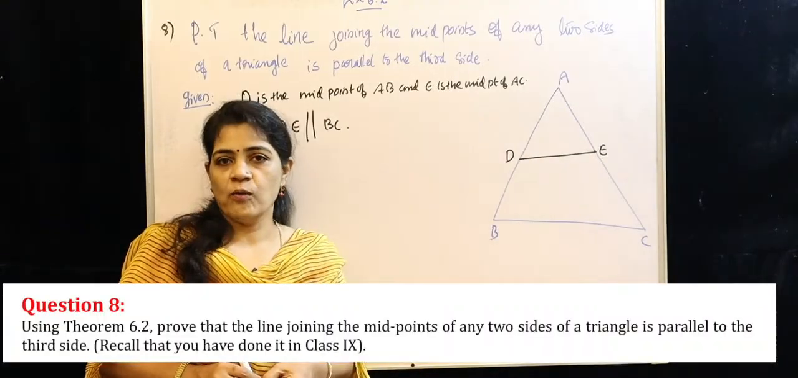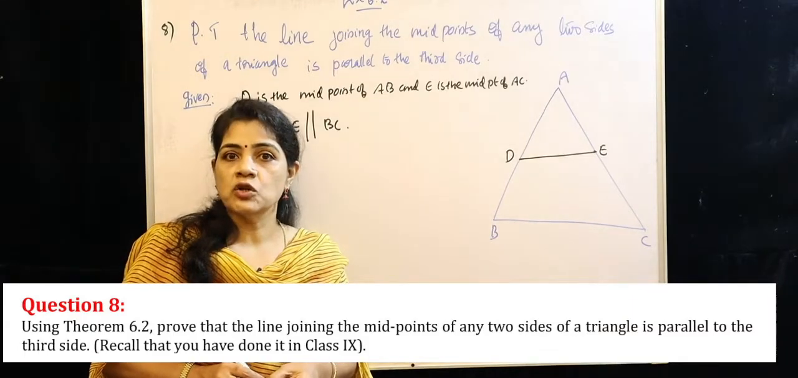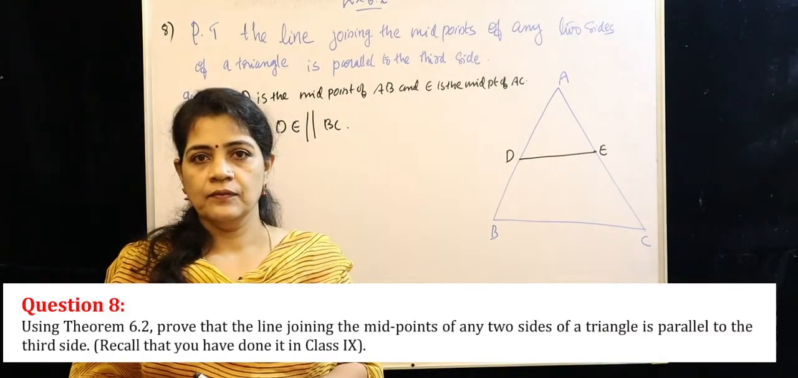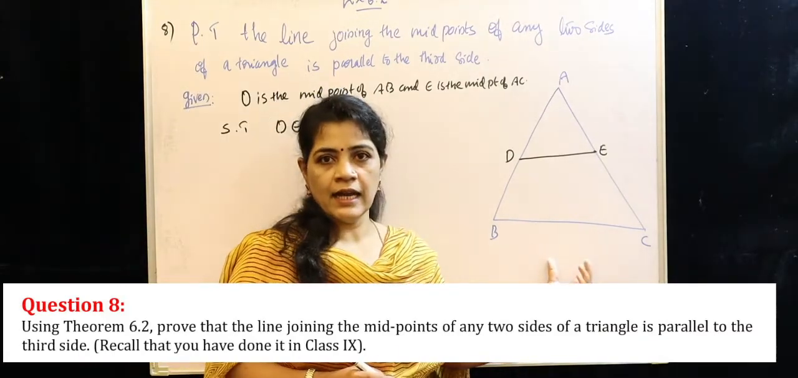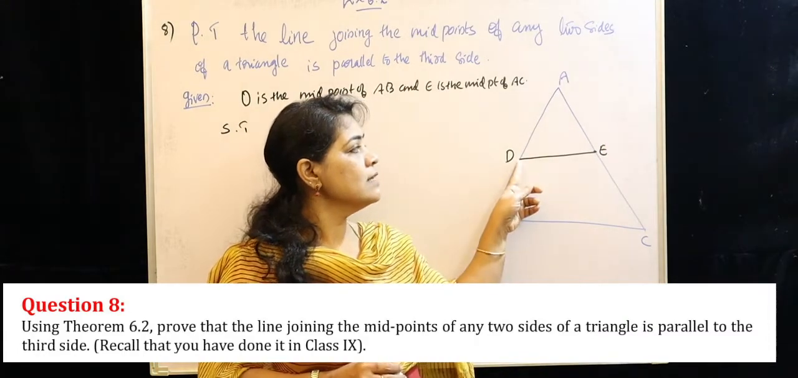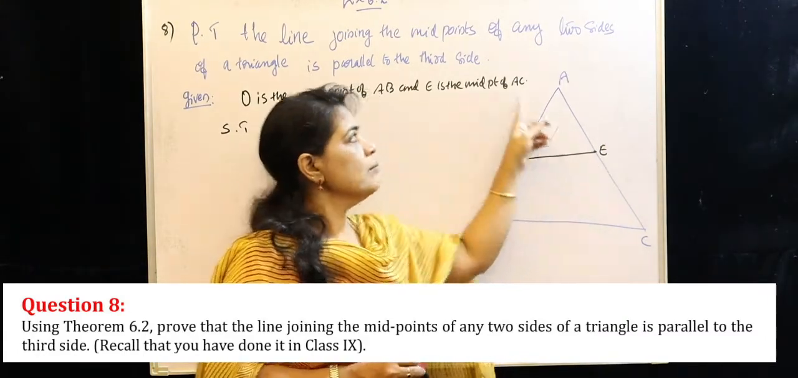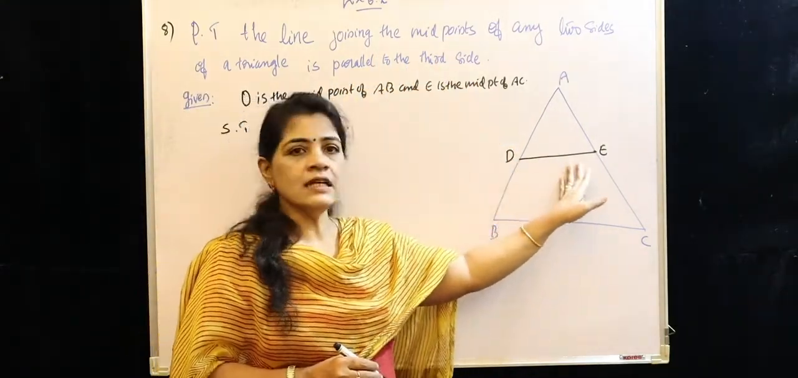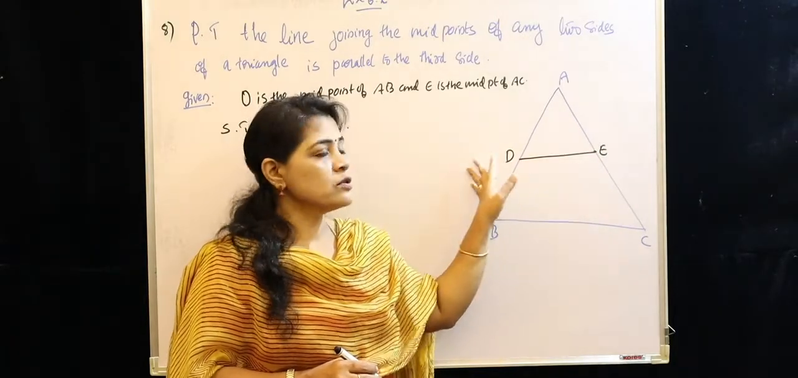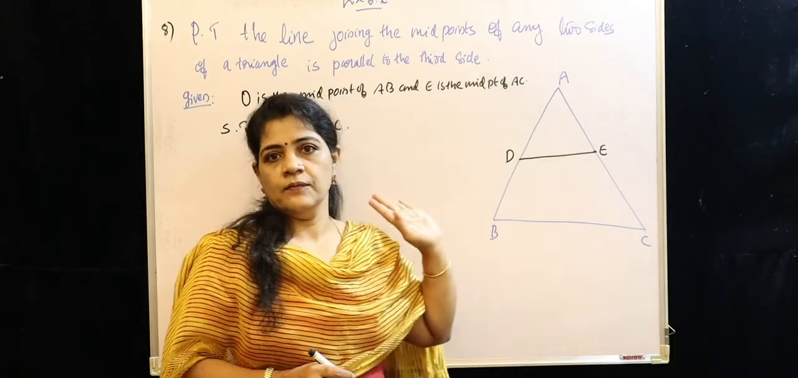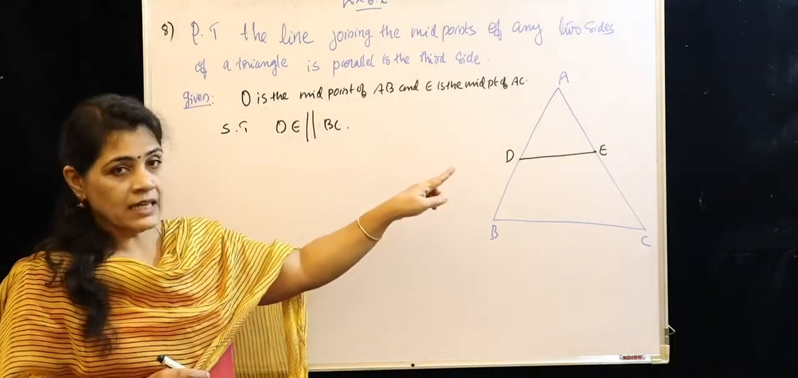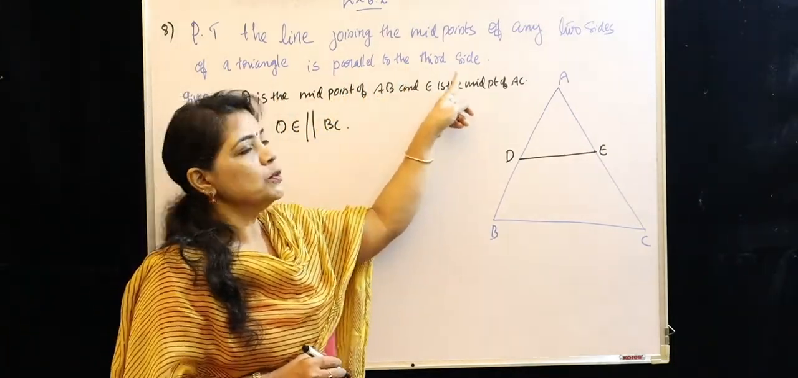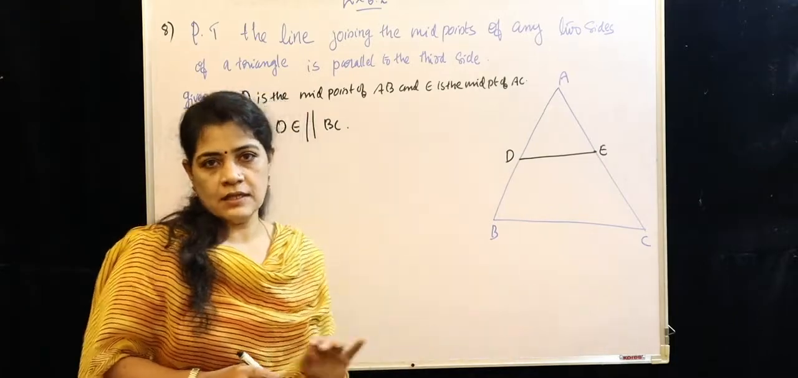Now the 8th problem. Prove that the line segment joining the midpoints of any two sides of a triangle is parallel to the third side. So we need a triangle, triangle ABC I have drawn, and D is the midpoint, that is given, and E is the midpoint. See children, DE is the line joining the midpoints of sides AB and AC. What we have to show is that DE is parallel to the third side BC.